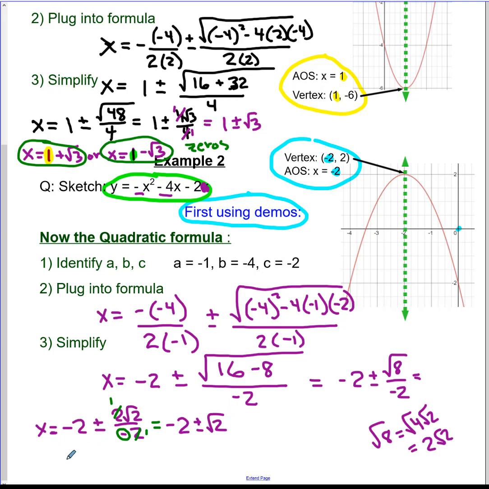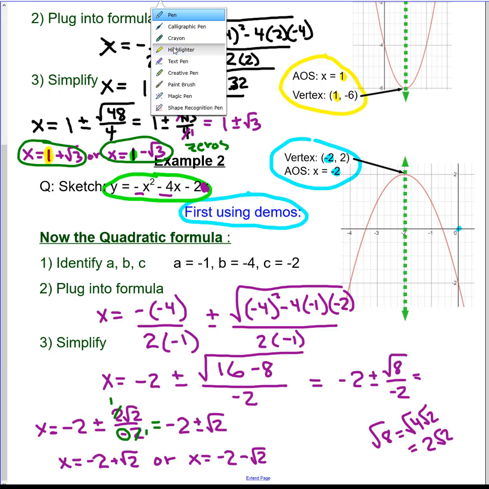Now, when we break it into 2, it's going to look like this. x equals negative 2 plus square root of 2, and the square root of 2 is about 1.41, or x equals negative 2 minus square root of 2. And again, that means left. So this is right and left. Okay, so let's see what that looks like in the graph.